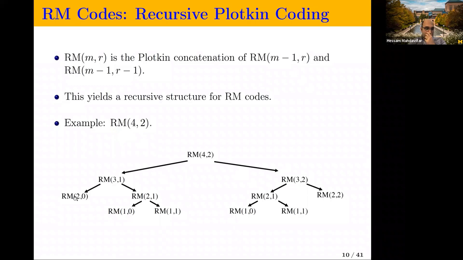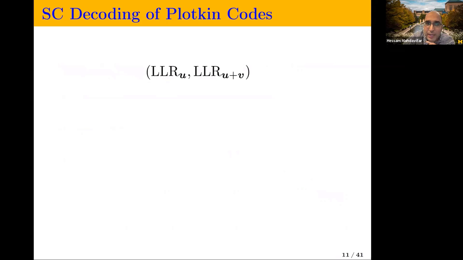Just recall that order 0 Reed-Muller is nothing but a repetition code, and Reed-Muller RR, like 2-2, is just a rate 1 code. So basically the leaves of this tree are either rate one codes or repetition codes, simple codes. And from such simple codes and this simple Plotkin concatenation, we have these sophisticated Reed-Muller codes constructed. And the Plotkin construction also naturally comes with successive cancellation decoding.